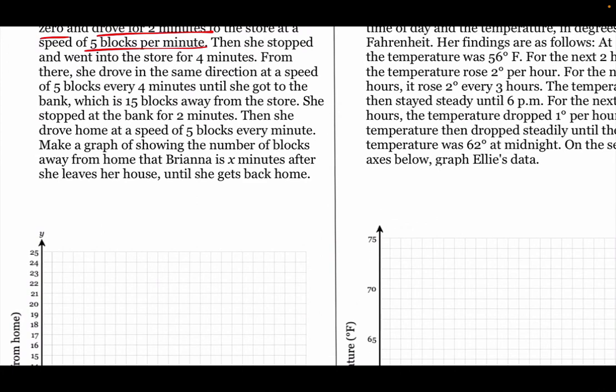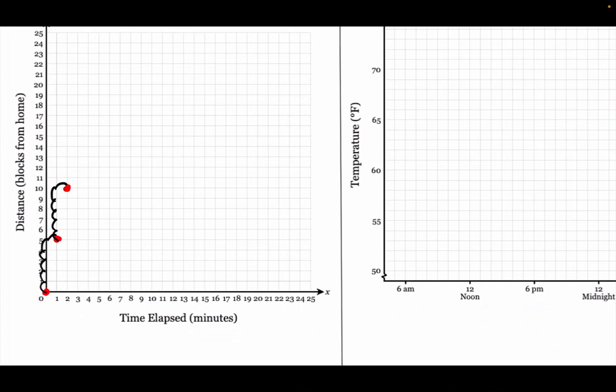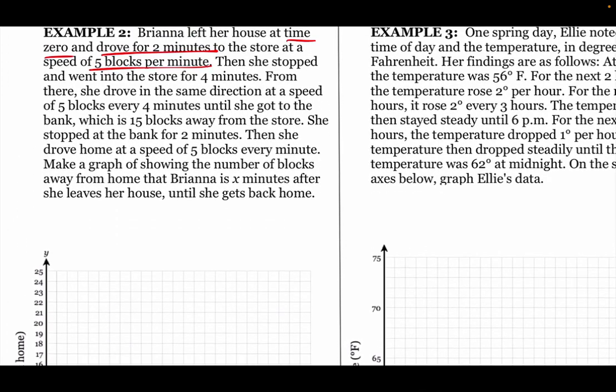Then she stopped and went into the store for 4 minutes. So from 2 minutes to 6 minutes, that's 4 minutes, right? She stopped and went into the store. She's not in her car anymore. So how do we show that on the graph? Yeah, just go straight over 4, right? Flat line. It's kind of like when the storm stopped. So you just go over 1, 2, 3, 4. There we go. Perfect. She's in the store.